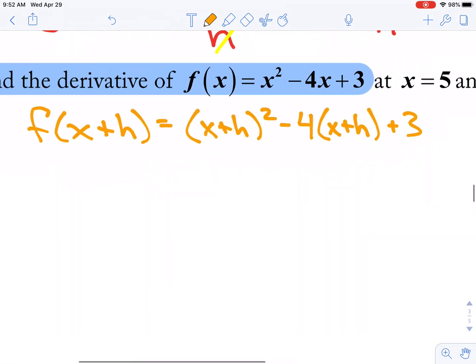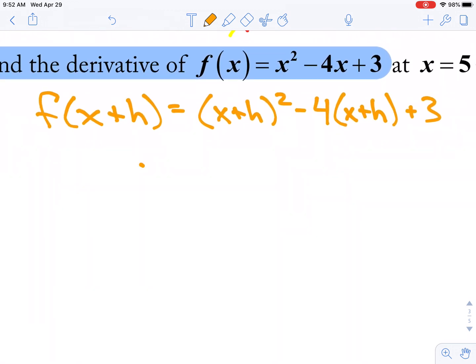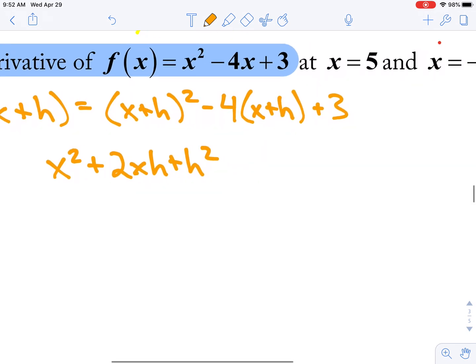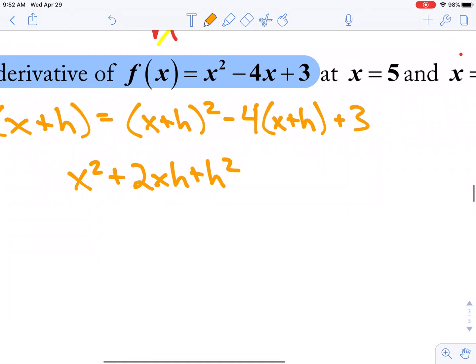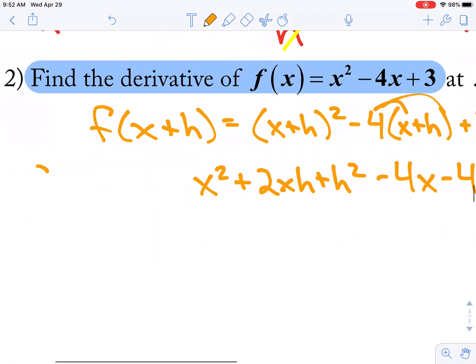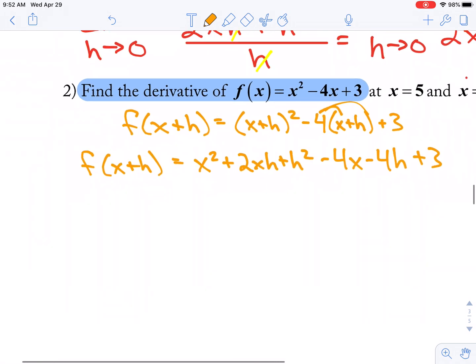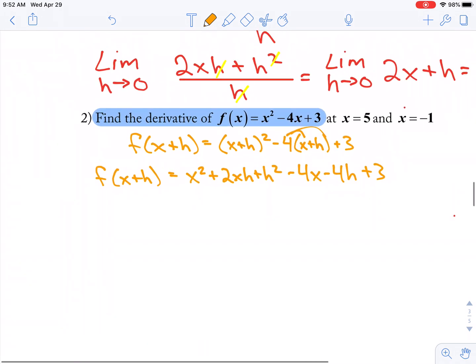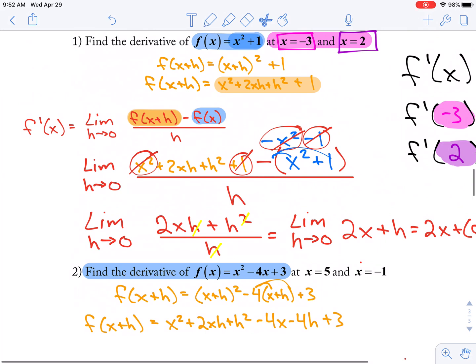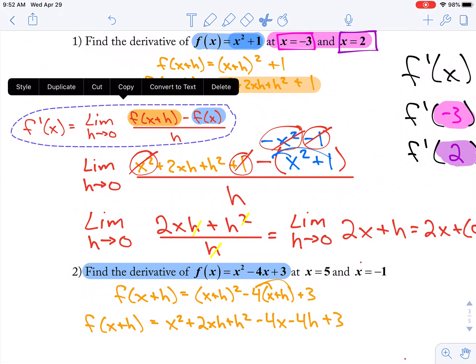Now, if we simplify this, remember that x plus h squared equals x squared plus 2xh plus h squared. If we distribute the negative 4 here, we get negative 4x minus 4h, and then we just have to bring down that 3. So f of x plus h ends up being that.